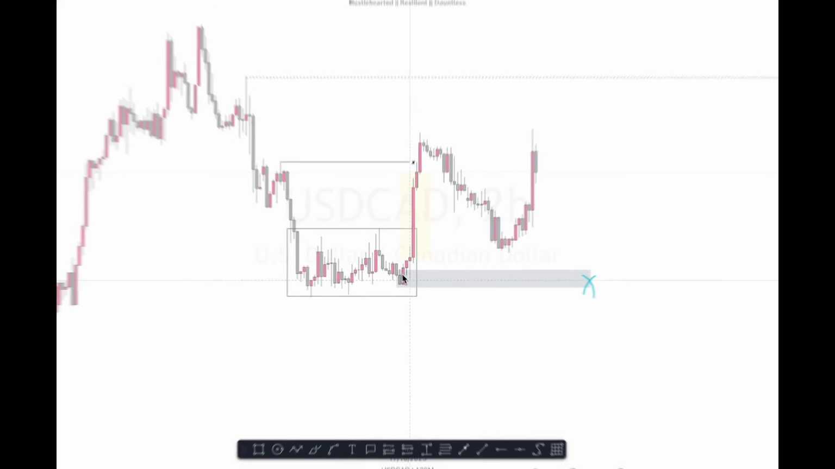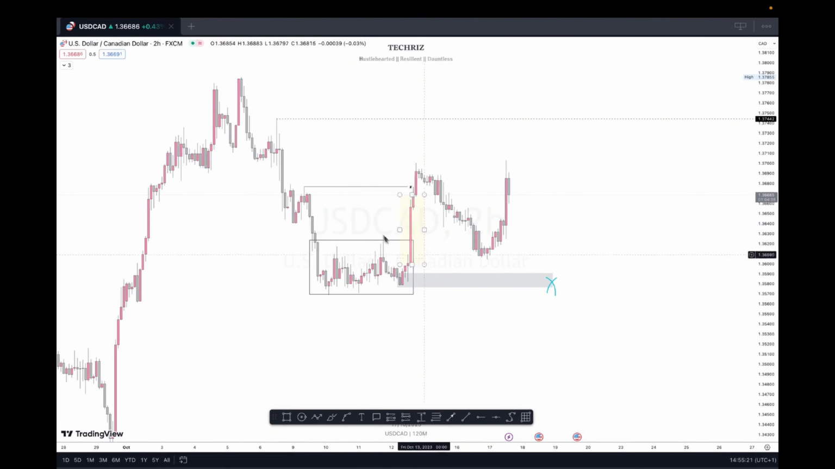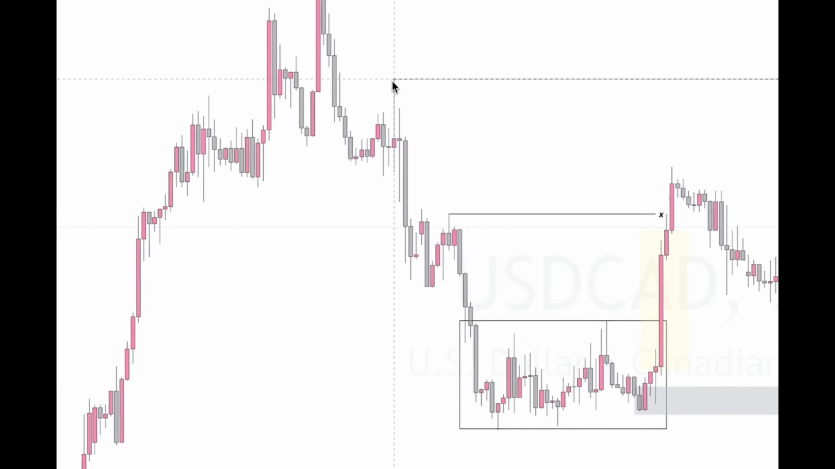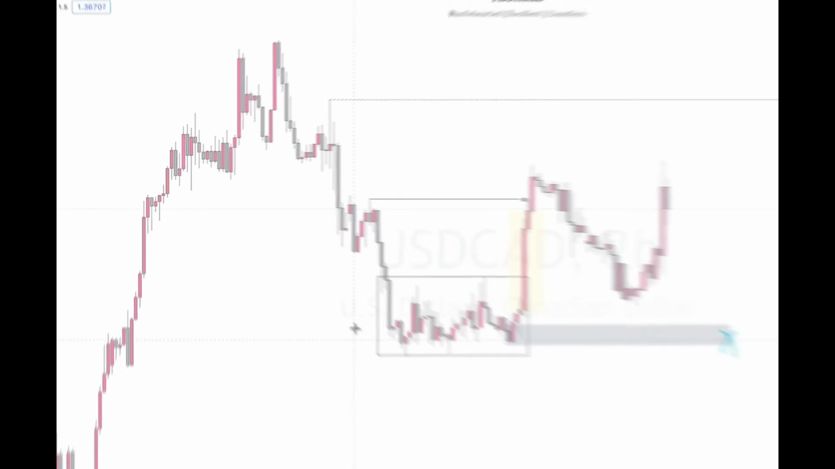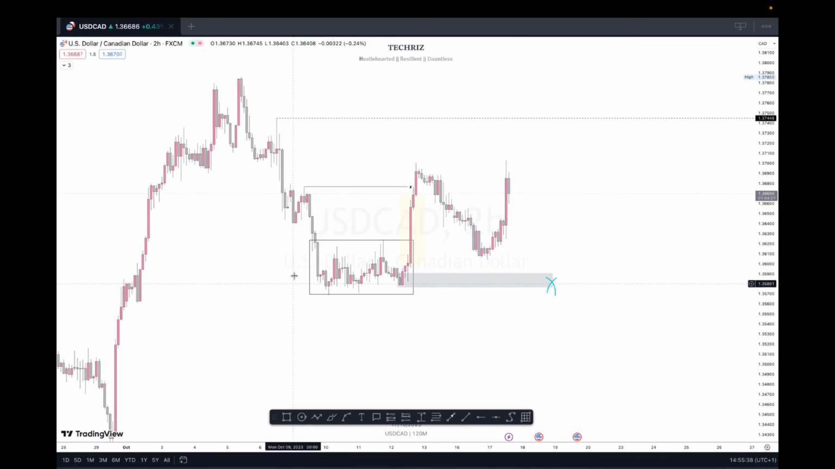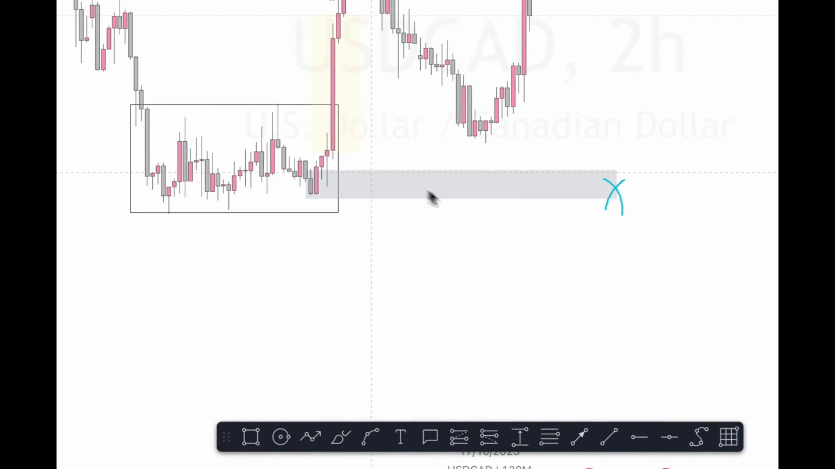Now, this expansion is a classic AMA setup. Accumulation, manipulation, and then advance, right? There's the other block I'm targeting above here, but until then, we are targeting this internal range liquidity above here. That is where we are targeting, right? So look at this setup and then you see something. Now let us proceed, right? Let's proceed.